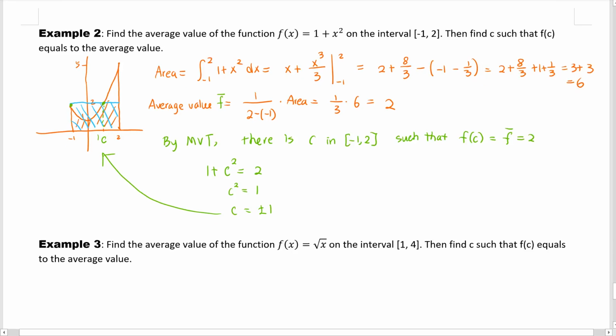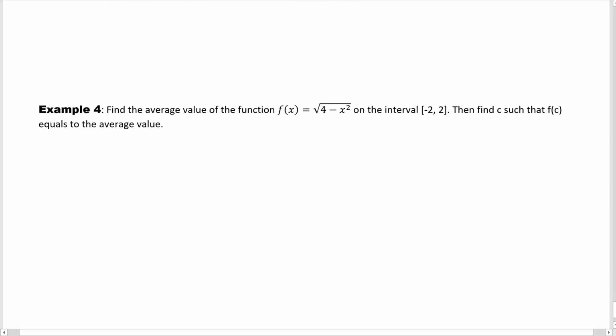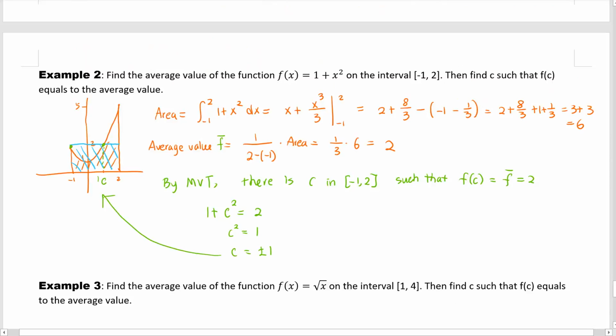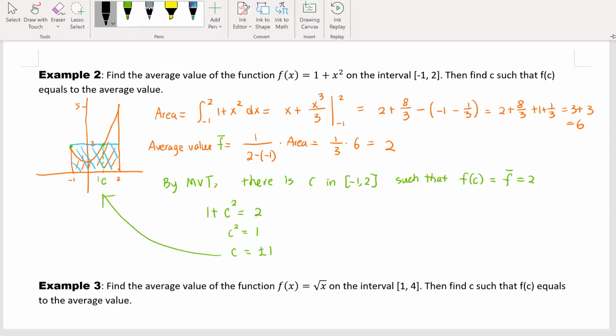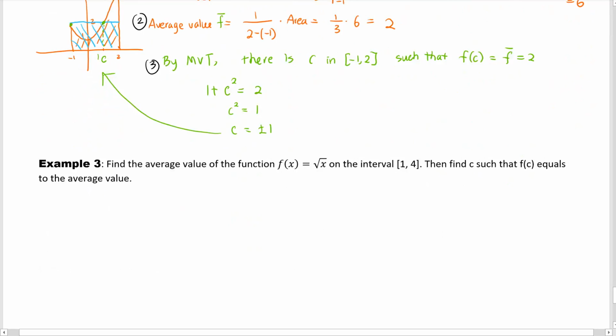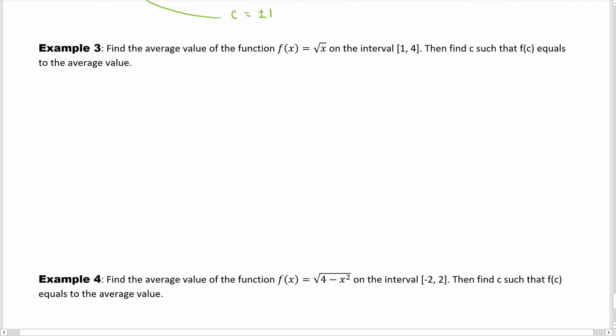If you want to decompose this into steps: first, we compute the area, which is the integral. That's the first step. Then you compute the average value, and then you say by the mean value theorem there is a c such that f of c equals the average value, and then you look at the function f and solve for c. So this is 3 steps. I hope you can pause the video and try to work on example 3. So what is the first step?